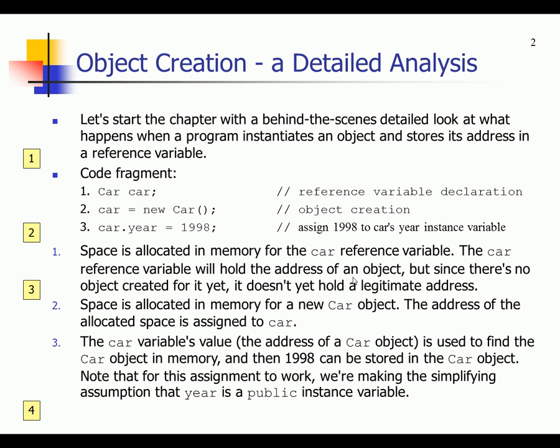Then line 2, we actually have it, it's there, we just haven't done anything with it yet. Then line 3, we actually go to the year part of it, which we'll see in a picture on the next page, and assign it a value. At the bottom it talks about public, since we were able to access it that way.